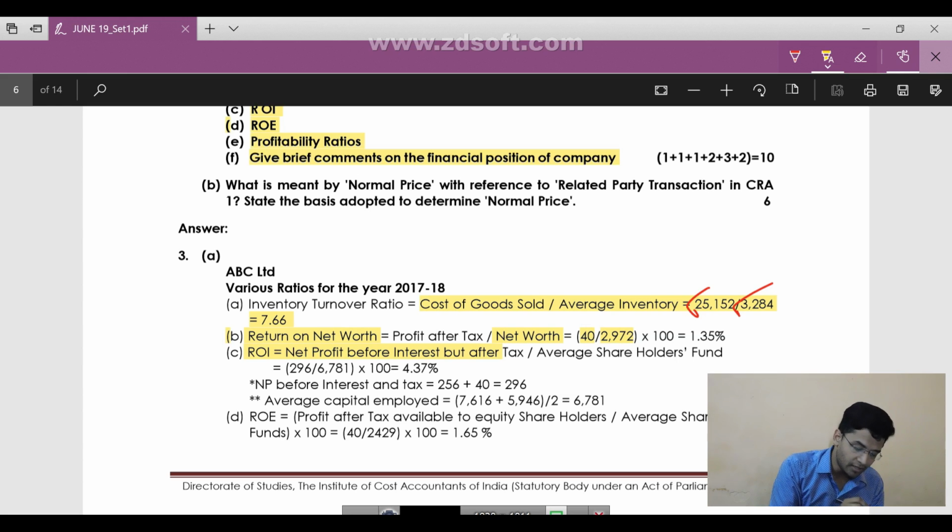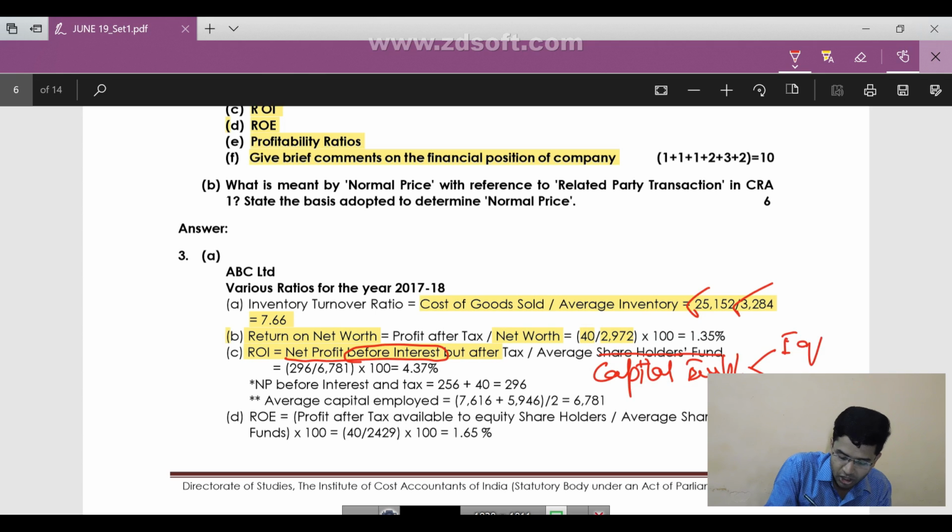And therefore, the numerator says net profit before interest, this is the most important part, before interest but after tax, divided by average. Guys, just correct it. This should not be average shareholders' funds, but this should be average capital employed, which should include two things. One is equity shareholders' funds and second is debt. So it should be a culmination of both of them.